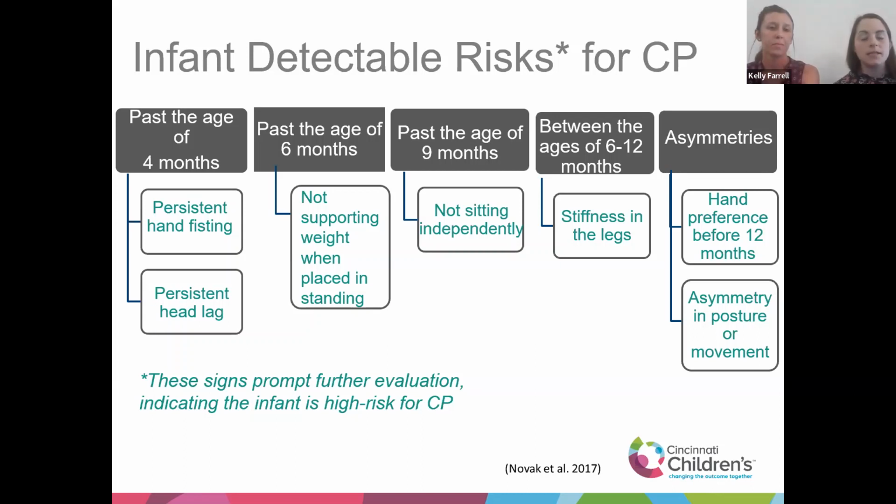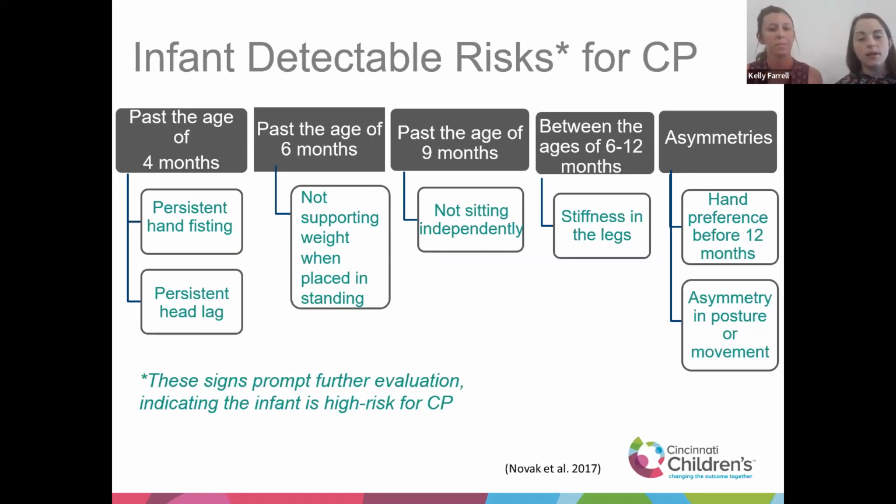This diagram shows, based on age, what these different impairments may be like, including past the age of 4 months, if we are seeing any persistent hand fisting or persistent head lag. That is where when we pull them up to a sitting position, their head falls back behind them. Past 6 months of age, if they're not supporting their weight when they're placed in standing; past 9 months of age, if they are not sitting up independently; between 6 and 12 months, if they have any stiffness in their legs. And then finally, just in general, watching for asymmetries. If they have a hand preference before 12 months, this is a sign of possible cerebral palsy, or any asymmetry in posture or movement. So if they are using one side more than the other.